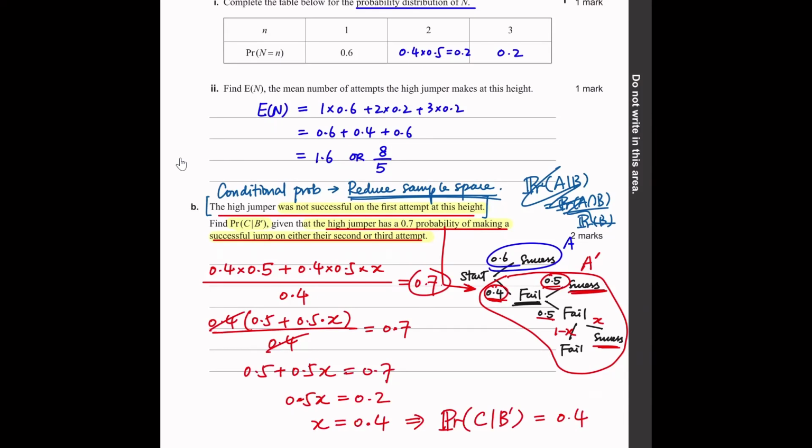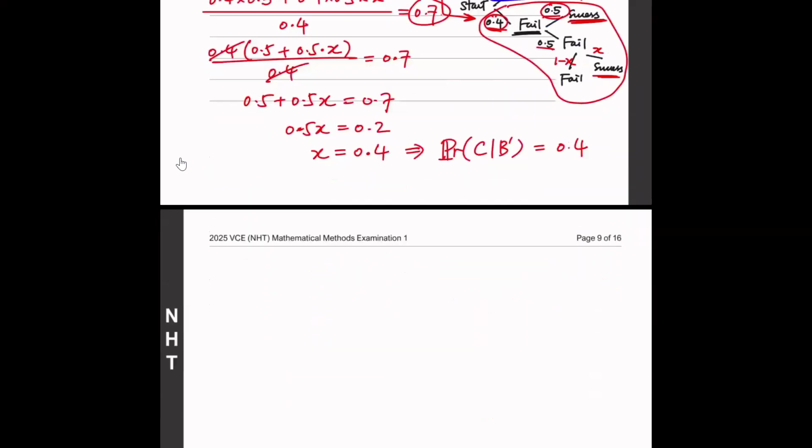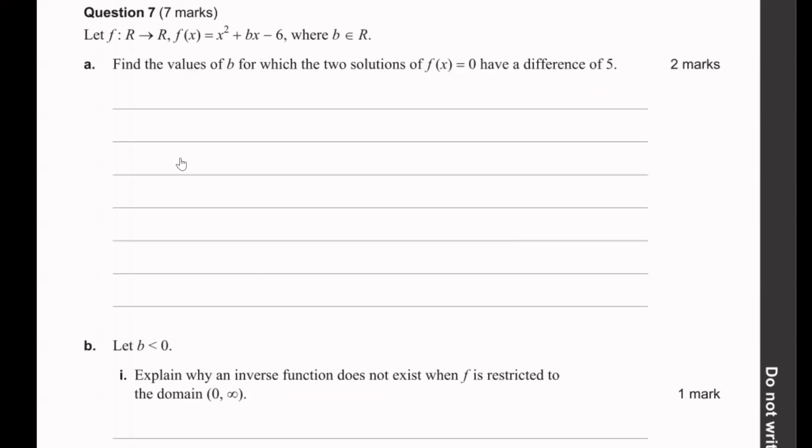Problem solved. And the reason why I was a bit hesitated to divide 0.7 by 0.4 is because this is already a conditional probability. And think about 0.7 over 0.4, that is a number larger than 1. It's crazy. It's just nonsense, okay? Alternatively, you can just ignore the 0.4 and say, okay, 0.5 plus 0.5 times x equals to 0.7. The problem can be also solved easily. All right.